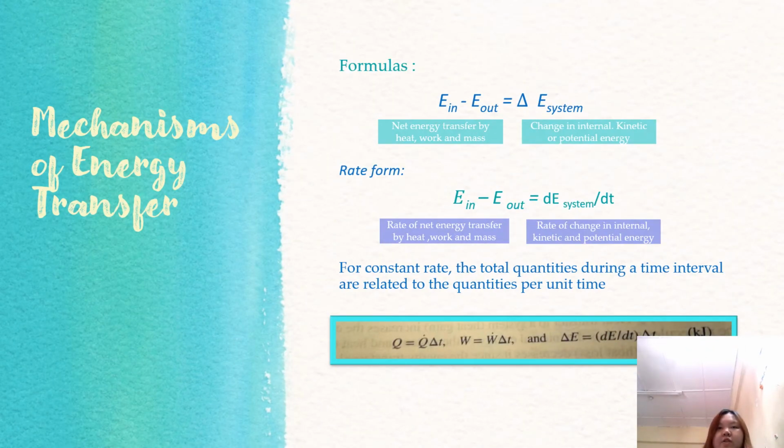Since the formula just now is quite complicated, there's a simpler way to simplify our formula, which is energy in minus energy out equals the change of the energy in the system. The energy in and out here refers to the net energy transfer by heat, work, and mass, while the change of energy is the change in internal, kinetic, or potential energy. The formula can also be expressed in rate form, where energy in rate minus energy out rate equals dE system over dt. For constant rate, the total quantities during a time interval are related to the quantities per unit time. You can take a look at the formula here.